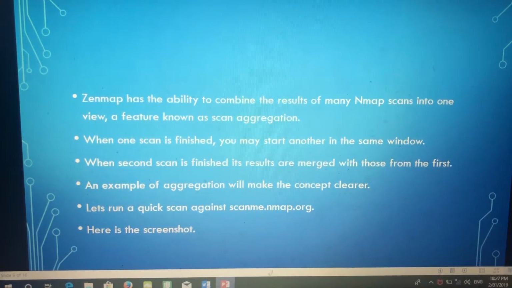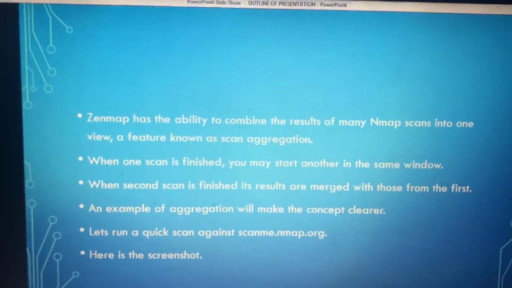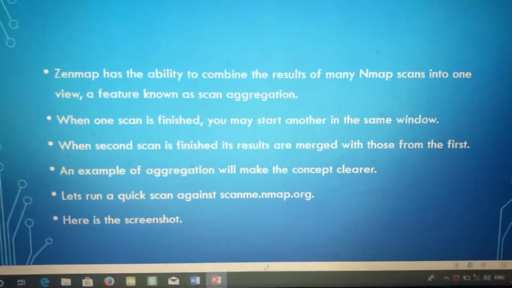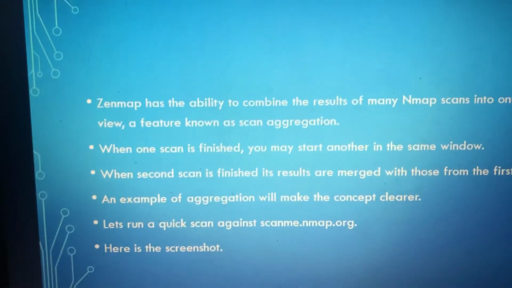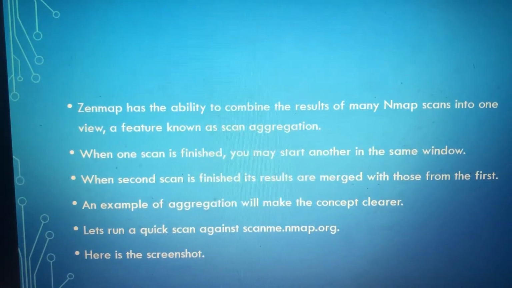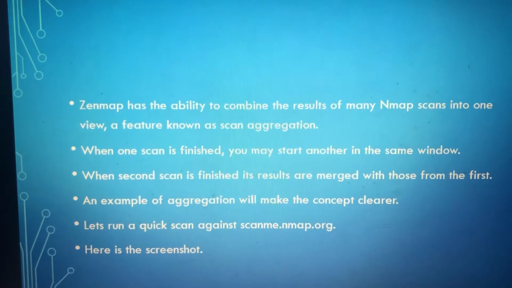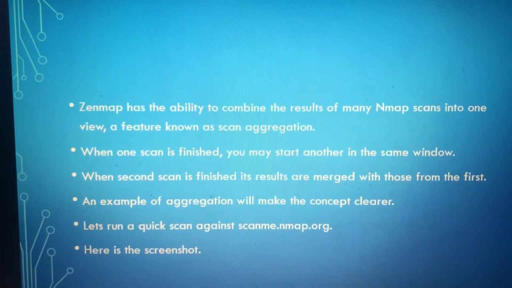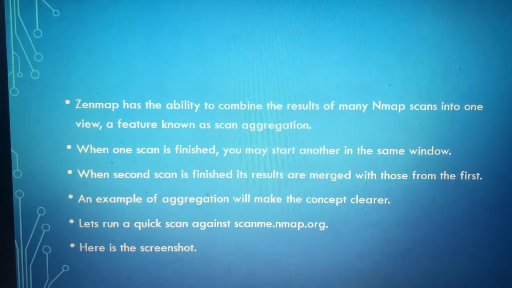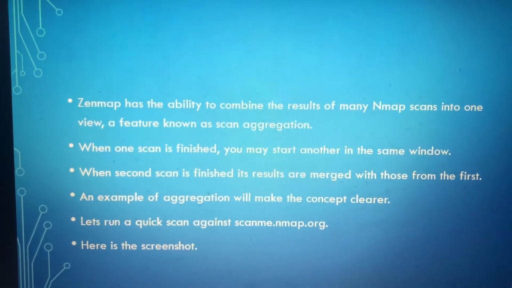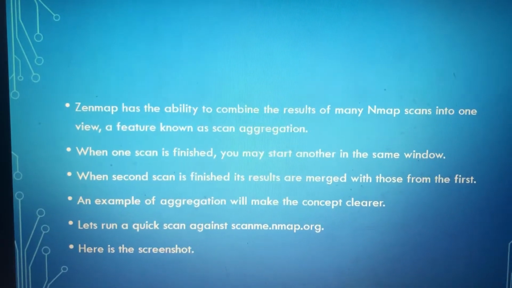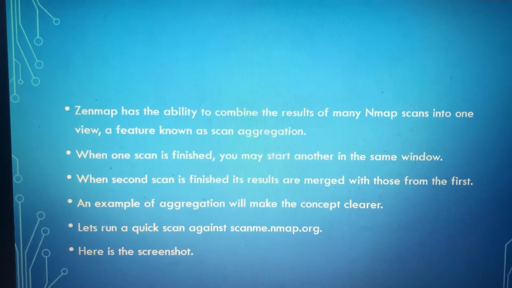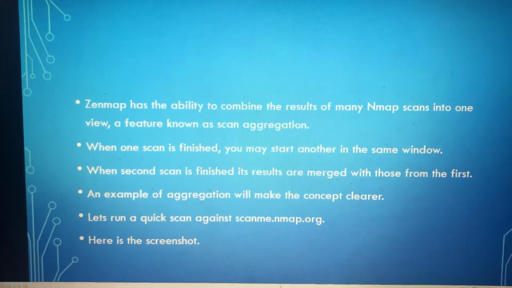ZenMap has the ability to combine the results of many Nmap scans into one view, a feature which is called scan aggregation. When one scan is finished, you may start another in the same window. When the second scan is finished, its results are merged with those from the first. An example of aggregation will make the concept clearer.